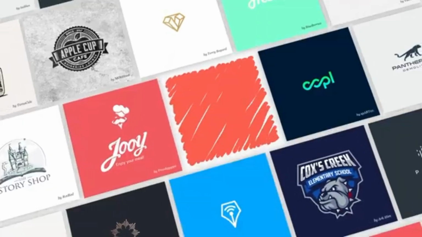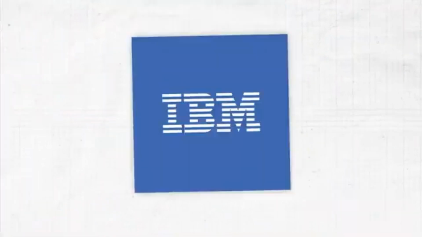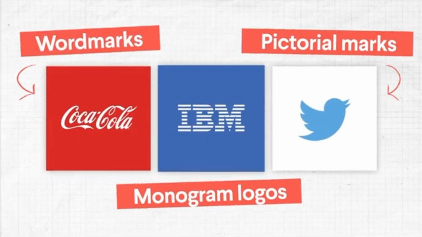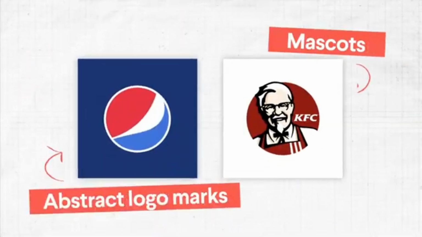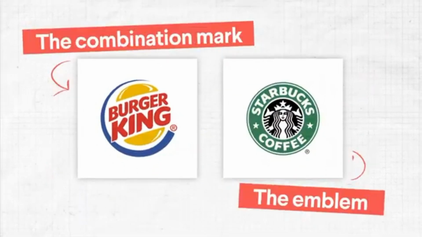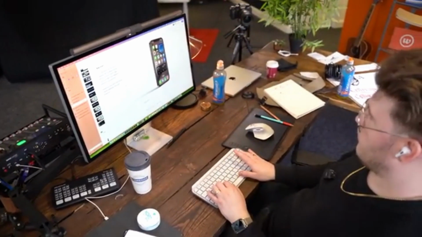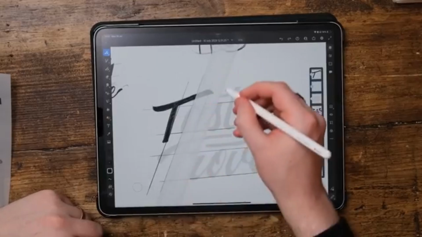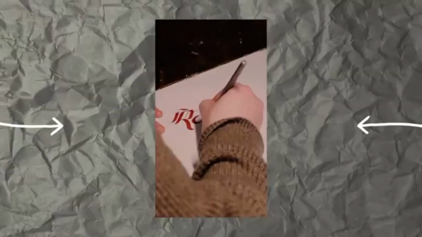Have you ever looked at a brand's logo and thought, wow, that's iconic? But did you know that not all logos are the same? In fact, there are 6 major types of logos, and understanding them can take your design skills to the next level. Whether you're just starting out as a graphic designer or looking to refine your skills, this video is for you. Stick around, because by the end of this, you'll not only know the different types of logos, but also when and why to use each one.